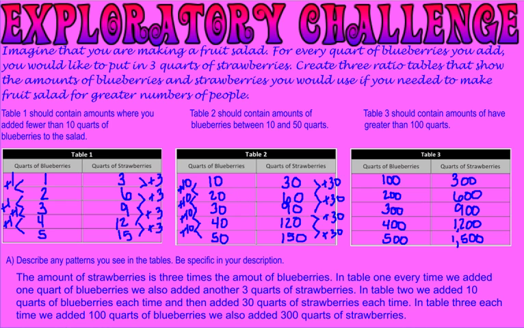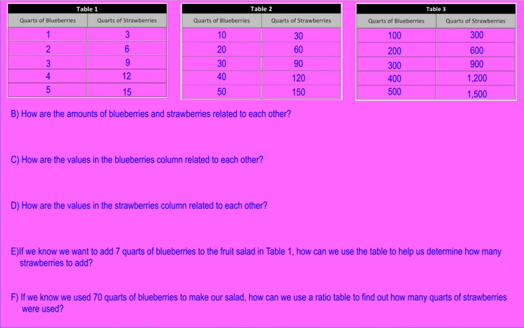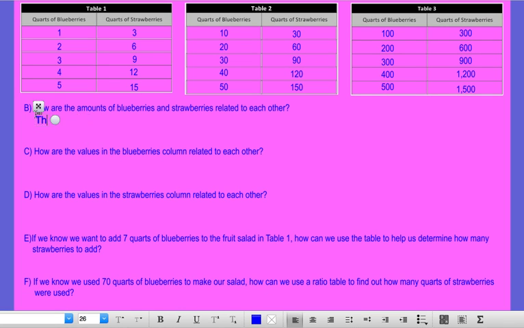All right, so I'm going to move to my next page. We're going to look at the rest of the problems here. So for B, how are the amounts of blueberries and strawberries related to each other? So when you look at this, what's the relationship between the two? And we can say that the amount of strawberries is always 3 times the amount of blueberries, which is what we said earlier in our description. So the amount of strawberries is always 3 times the amount of blueberries.